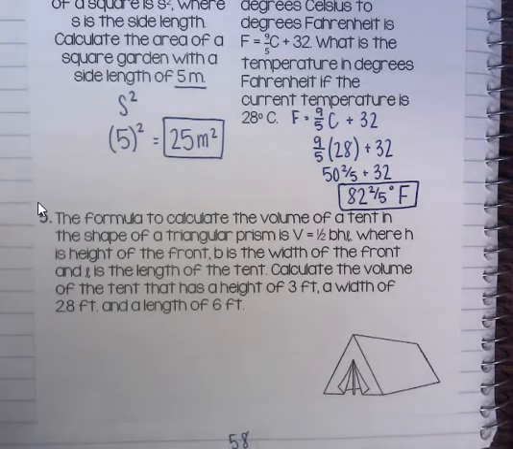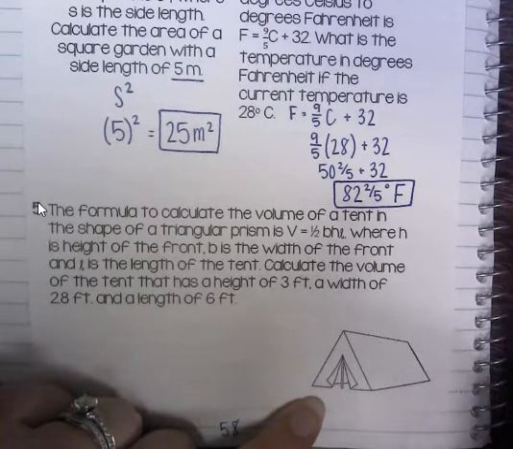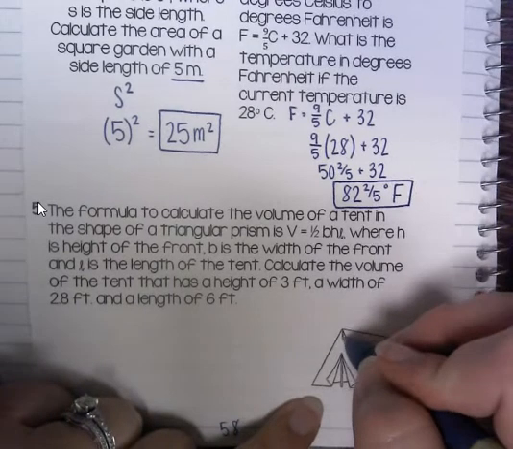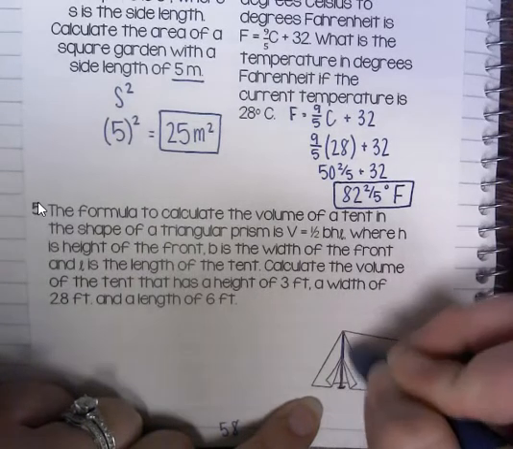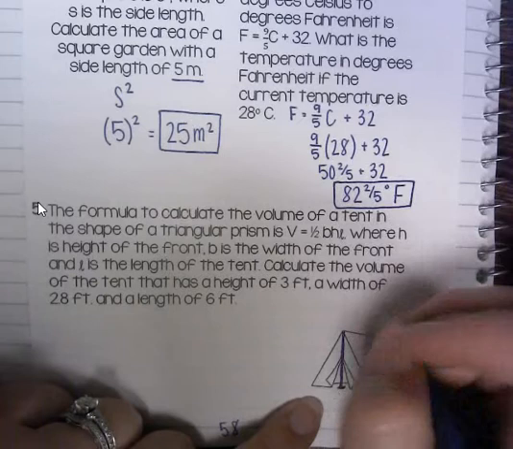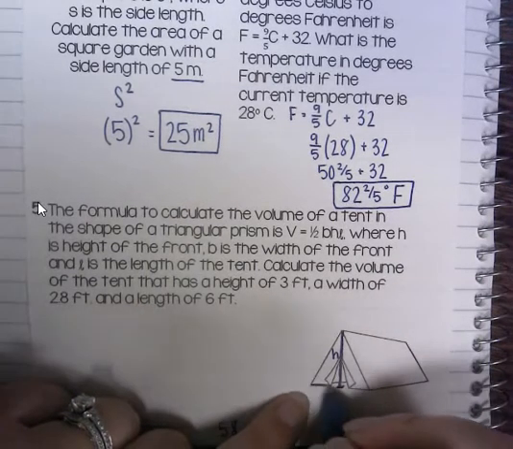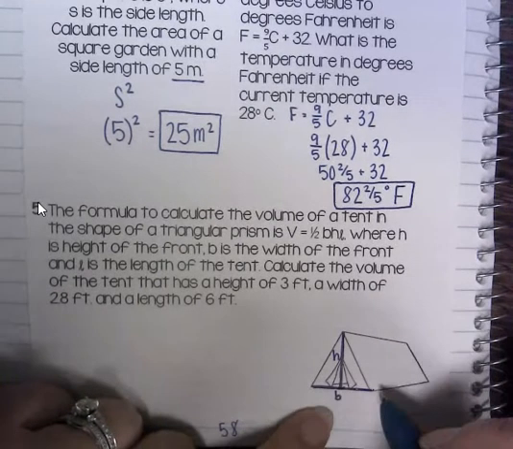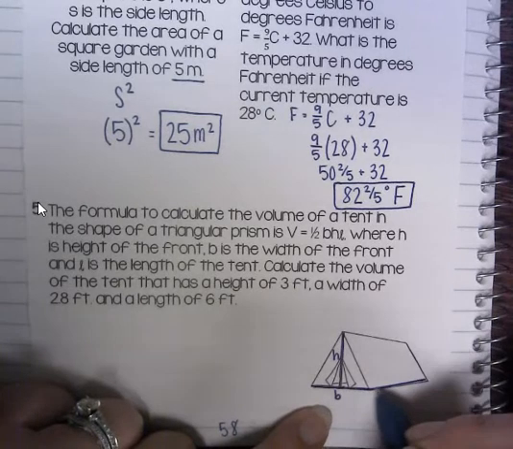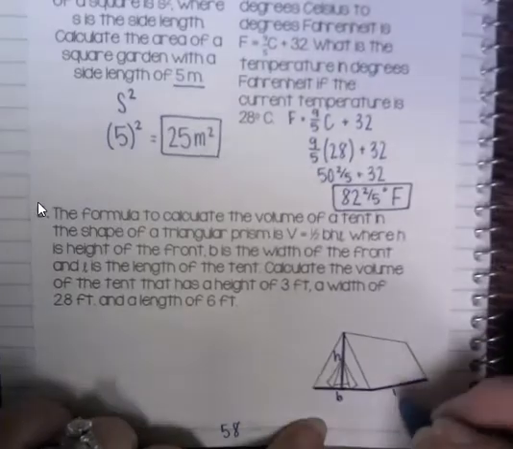Okay, so when we're talking about this tent, it is a triangular prism. Right here is the height. Okay, the height is from the ground to the very tip top. Okay, that is our height. Our base is down here at the bottom. This is our base. And our length is down here. I'm going to make my L a cursive L.